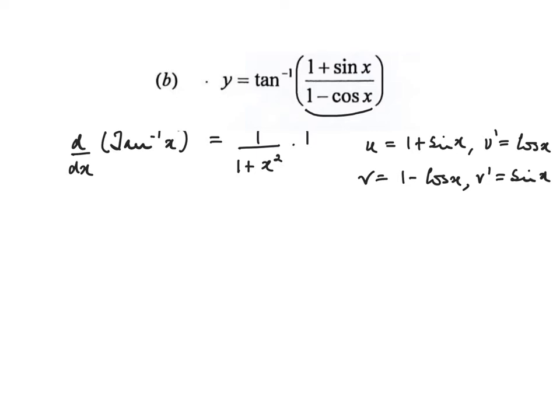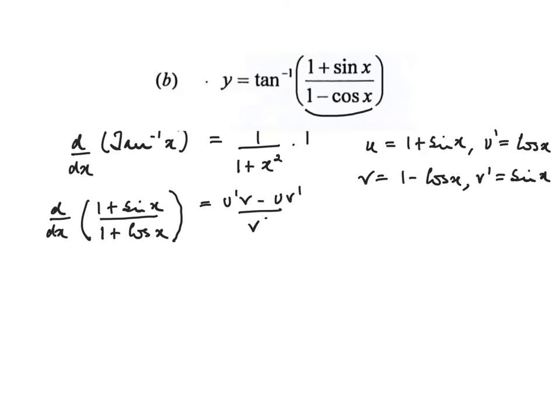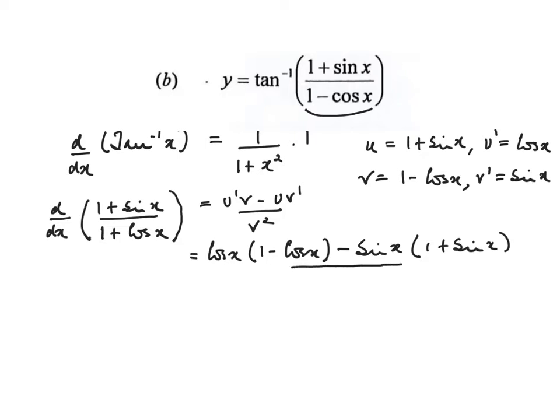So, d by dx of 1 plus sine x over 1 plus cos x, it's u dash v, remember the formula, u dash v minus uv dash over v squared. So it's u dash, that's cos of x, times 1 minus cos x minus u times v dash, so it's minus sine x times 1 plus sine x, and that's all over v squared.